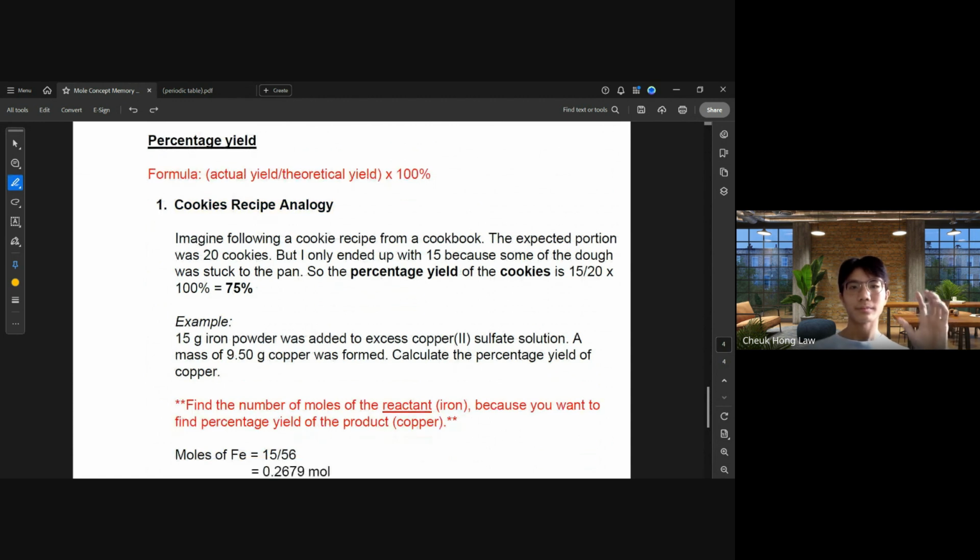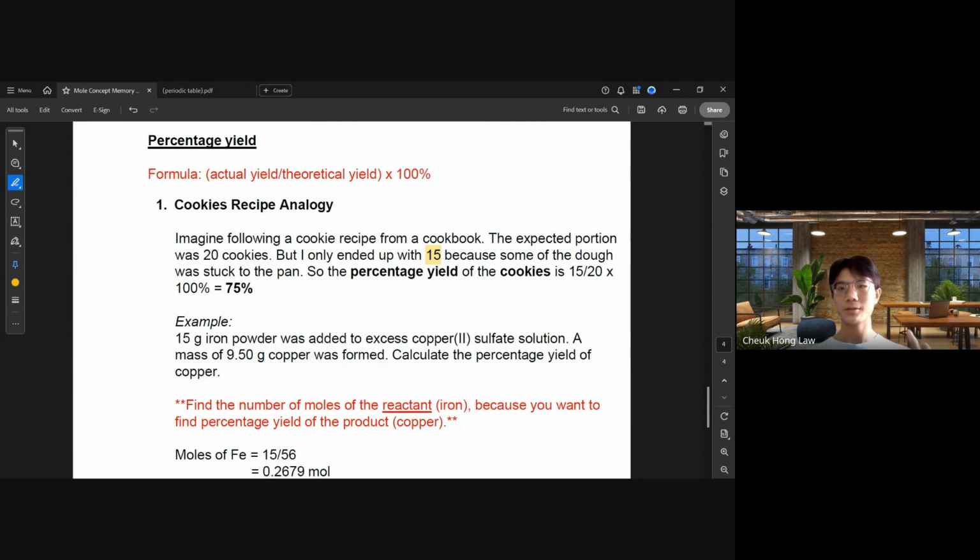Imagine you follow a cookie recipe from a cookbook, right? And the recipe tells you that what you are expected to get after following the recipe is 20 cookies. So I tried the recipe, but I only ended up with 15 cookies, because I'm not an experienced baker. Some of the dough was stuck to the pan. So I'm supposed to get 20, but I only got 15.